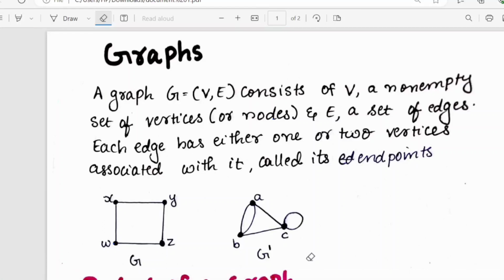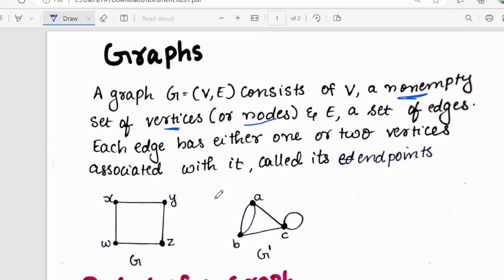This video is on graphs, types of graphs, order of graphs, what is a loop, and so on. So what is a graph? A graph G = (V, E) consists of V, a non-empty set of vertices, also known as nodes, and E, a set of edges. Each edge has either one or two vertices associated with it, called its endpoints.